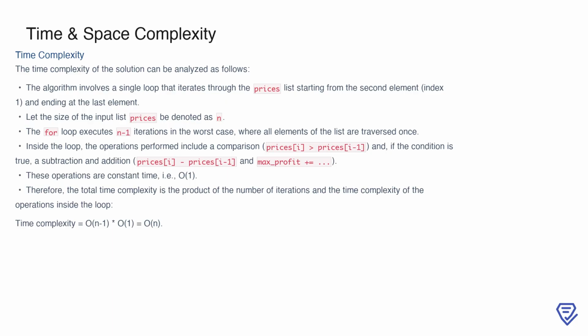If the condition is true, a subtraction and an addition operation are performed, both of which also take constant time. Since these operations are O(1), the total time complexity is determined by the number of iterations, which is proportional to n. Multiplying the number of iterations, O(n-1), by the constant time operations inside the loop, O(1), gives us an overall time complexity of O(n). This means the algorithm scales linearly with the size of the input list.